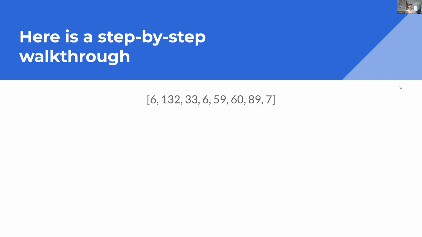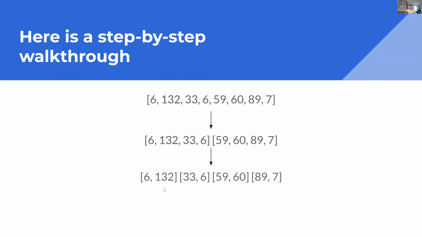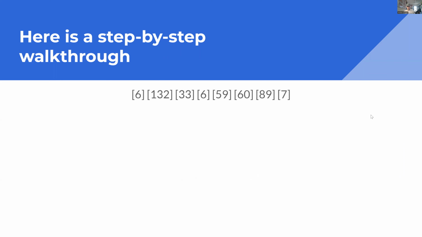We're given this array of 6, 132, 33, 6, 59, 60, 89, and 7. The first step is to break it down in half. Now we have two arrays: 6, 132, 33, 6, and then 59, 60, 89, and 7. Then we continue doing this, so now we have 4 arrays with 2 numbers in each. We keep doing this until each and every data piece is in its own array. Once we have that, we continue on.